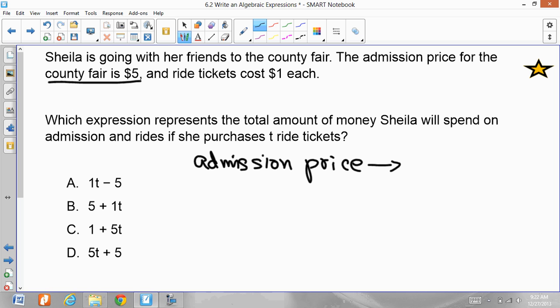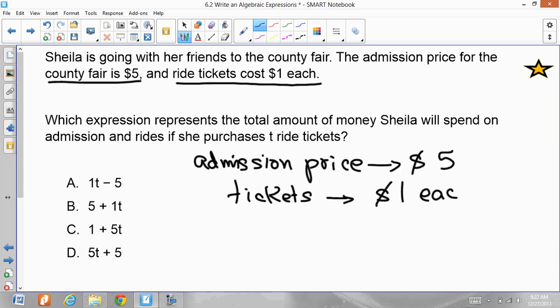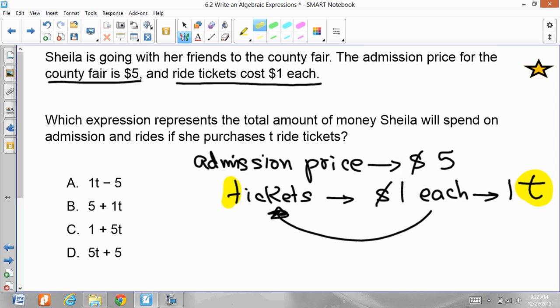So the admission price is $5, just to go inside. And the ride tickets cost $1 each. Now remember, anything that is associated with the word each will take on the variable. So I'm going to replace it by 1 because it's $1 each ticket. T stands for the ticket. So I'm taking the letter T from the ticket, and that is also the one that they are giving you. T stands for the ride tickets.